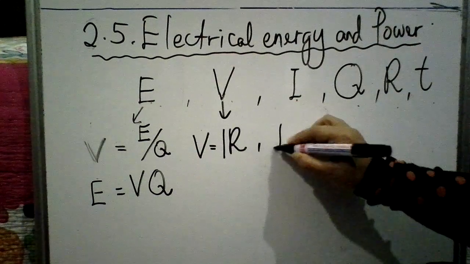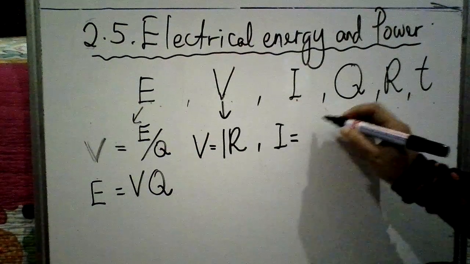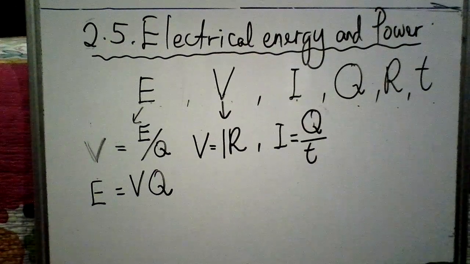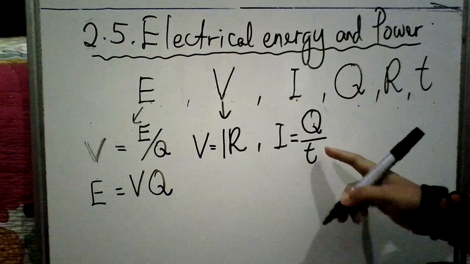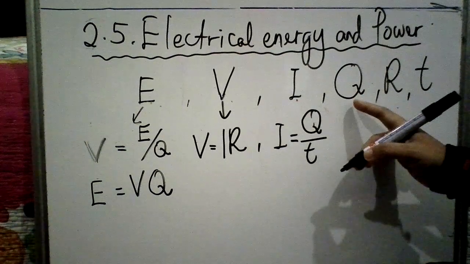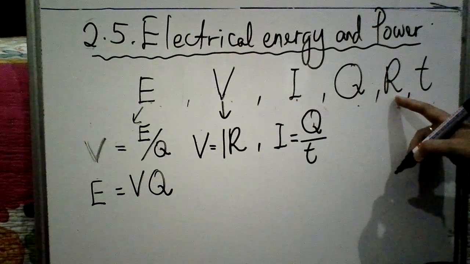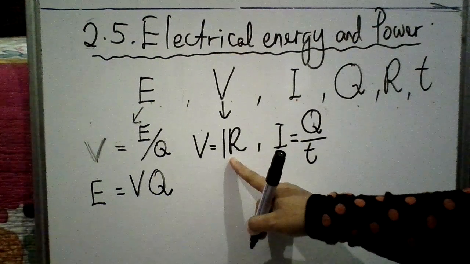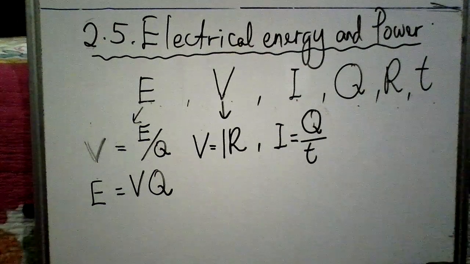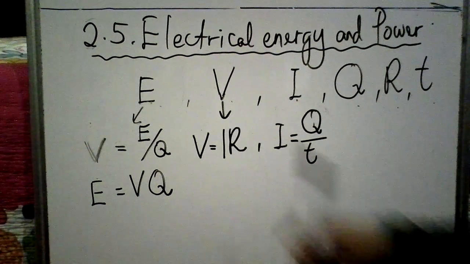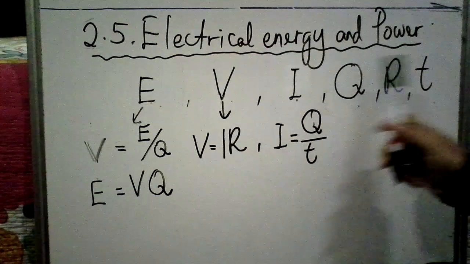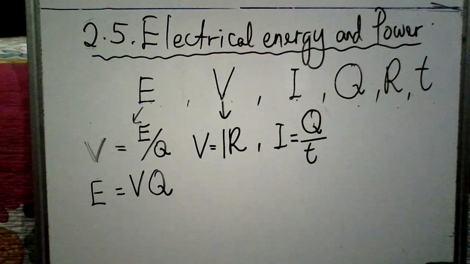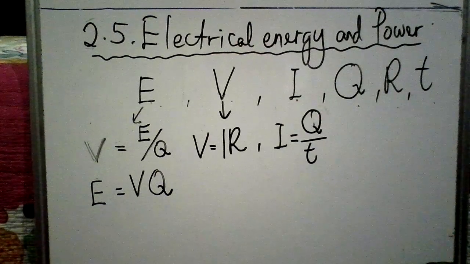Current, we define as rate of charge flow, meaning quantity of charge divided by time. And then the Q, from the same formula, we get Q equals IT. R, resistance, from here we get R equals V divided by I. And then T is time taken. So if you know all these symbols and all the formula that we've discussed before, we can derive the formula for electrical energy.